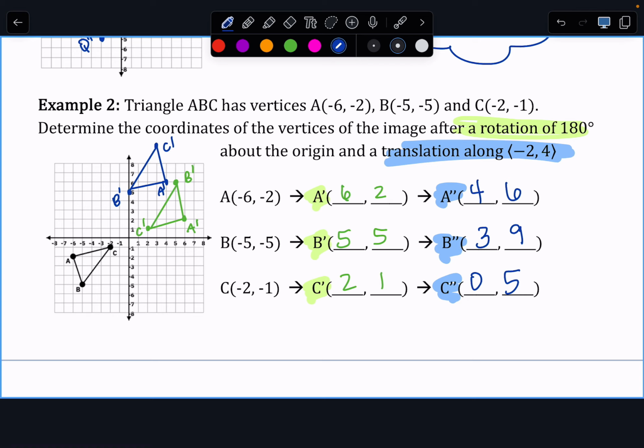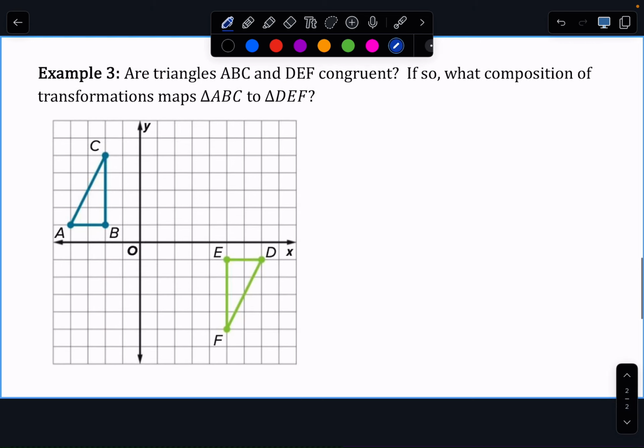I think you put the C too high up. It doesn't matter. There you go. Yeah, that. And that's not actually C, it's B double prime. See, this is why you pay attention. Okay. All right, go to example 3.